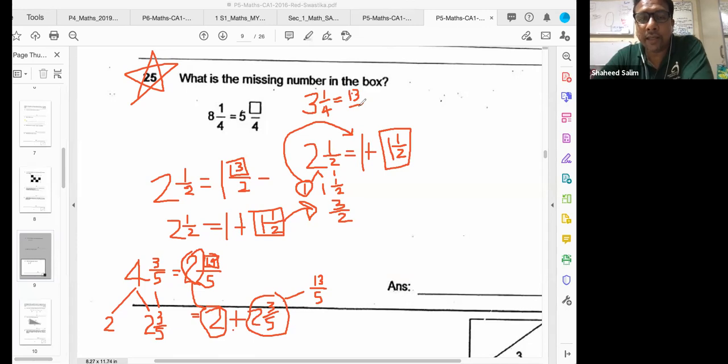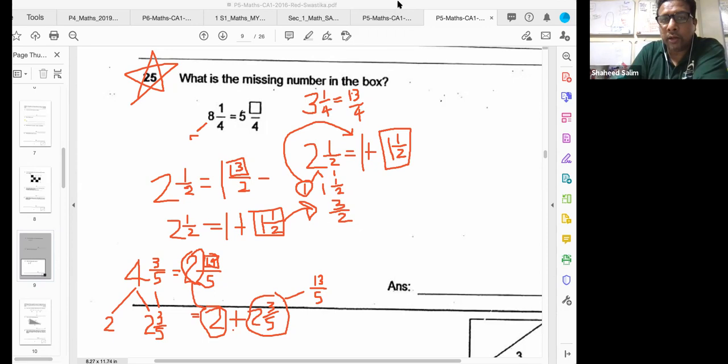So what is Riley saying? Riley is actually saying the same thing. He takes 8 minus 5, he gets 3 whole and 1/4, which is similar to what I'm doing. Down here there's a 5 here. I break it up to 5 down here.